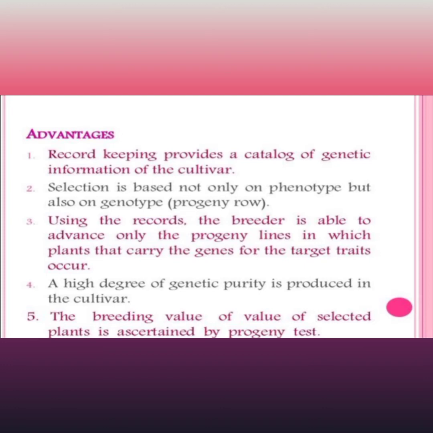Advantages: record keeping provides a catalog of the genetic information of the cultivar. Selection is based not only on the phenotype but also on the genotype. Using the record, the breeder is able to advance only the progeny lines in which plants that carry the gene for the target traits occur. A high degree of genetic purity is produced in the cultivar. The breeding value of the selected plant will be ascertained by a progeny test.